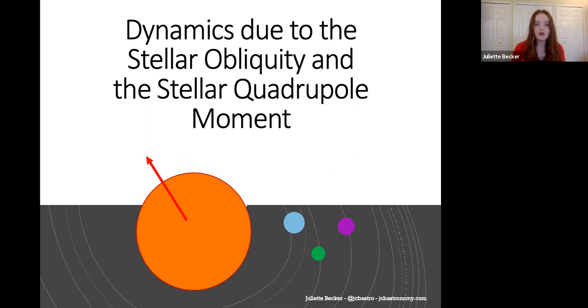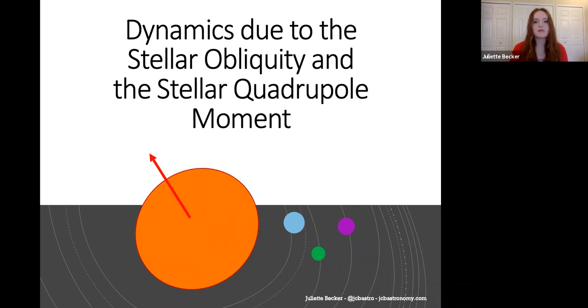We expect that it happens, although we do not yet have empirical estimations for how common or what magnitude of obliquity should exist. We know it's a possibility. So obliquity is the tilt. Secondly, the stellar quadrupole moment is the oblateness of the star.